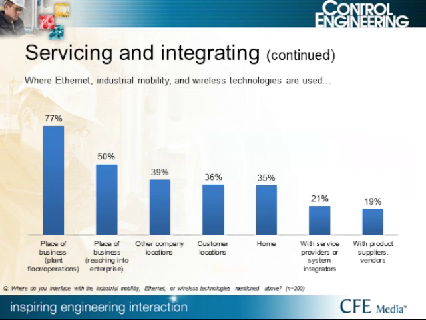As a whole, Ethernet, industrial mobility, and wireless technologies are used 77% on the plant floor or operations, and about half are using these technologies while reaching into the enterprise. More than a third of respondents also use these technologies in other company locations, customer locations, or at home.